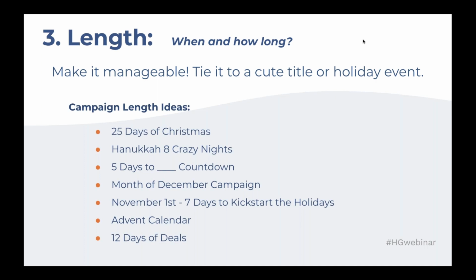On this slide, we take a look at some examples of campaign lengths where we actually use the holiday or event and combine it with maybe a trendy countdown. That can be a great way to dial into how many days you want this to last. Of course, there's 25 days of Christmas, Hanukkah, 8 crazy nights. You could start something in early November to do some kind of countdown or kickstart to the holidays.